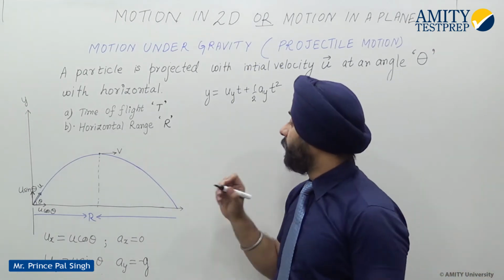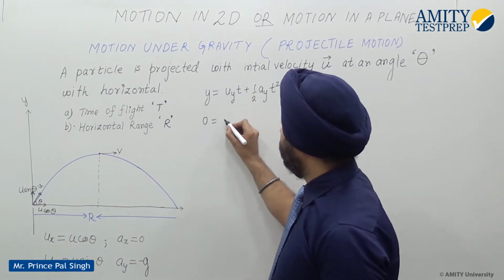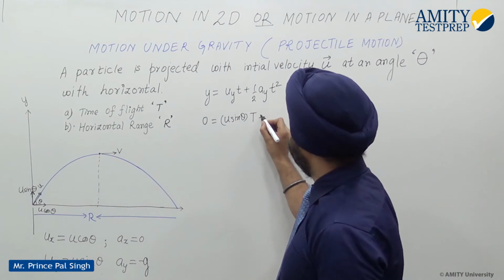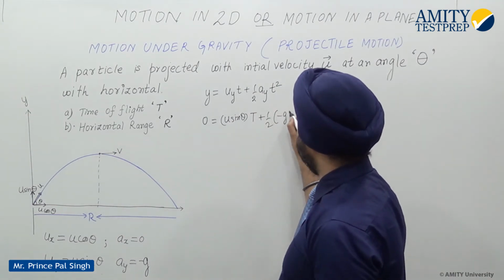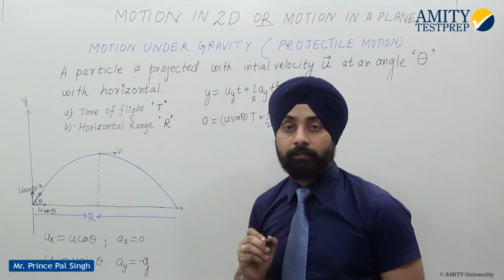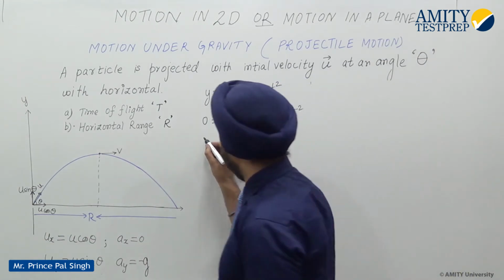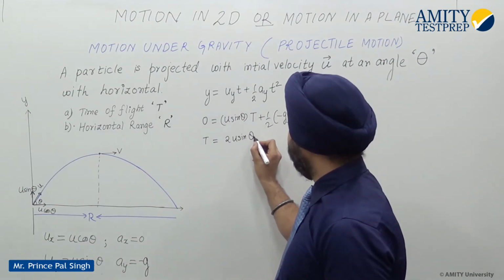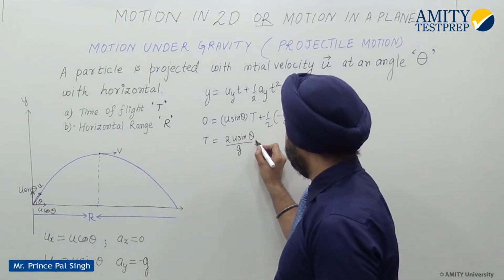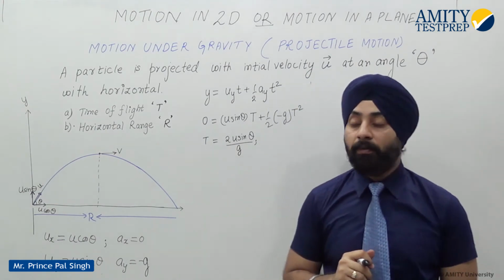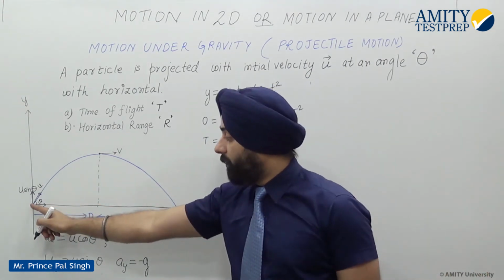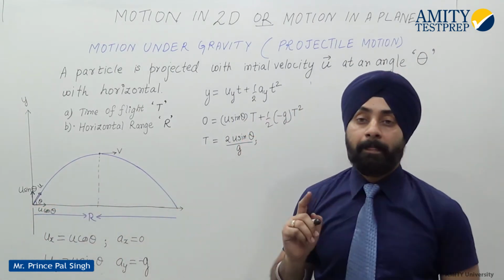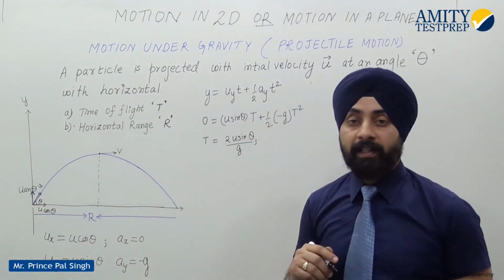So I will put over here 0 for y, and it is u sin theta, and the time is equal to time of flight plus half ay is minus g into t square. From here you find out that the time of flight comes out to be, on solving, 2u sin theta by g. So this is the formula for the time of flight, that is, in this much time the particle reaches from the point of projection to this point, like this. We can derive this formula by another method also.